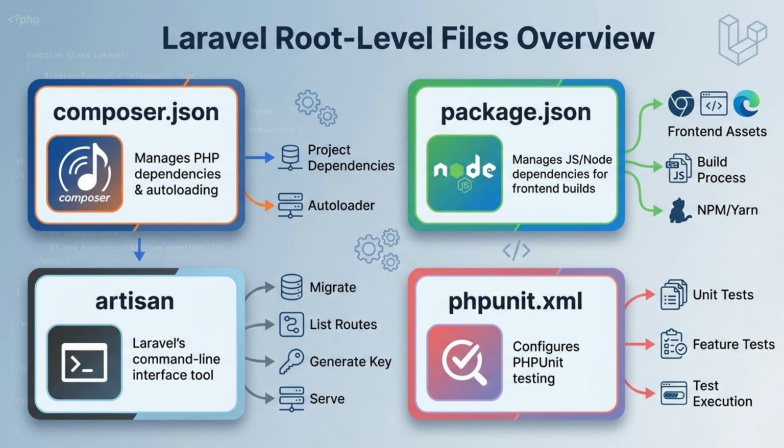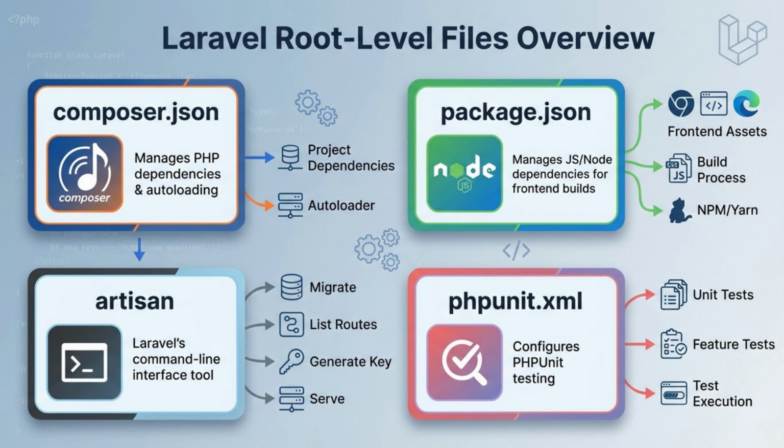On the front-end side, the package.json file plays a similar role, but for JavaScript and Node-based dependencies. It manages everything needed for your CSS and JavaScript build process, from Webpack or Vite configurations to libraries like Vue, React, Alpine, Tailwind, and more. Through NPM or Yarn, package.json controls how your front-end assets are compiled, optimized, and delivered to the browser.